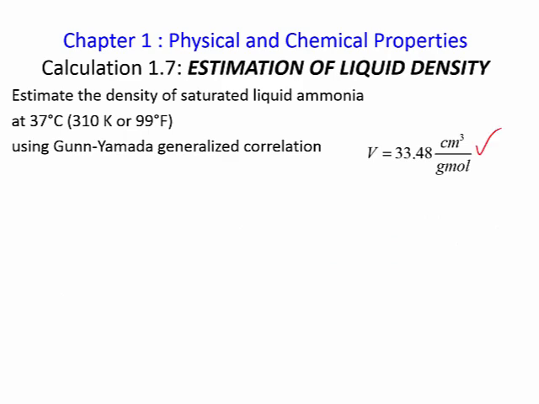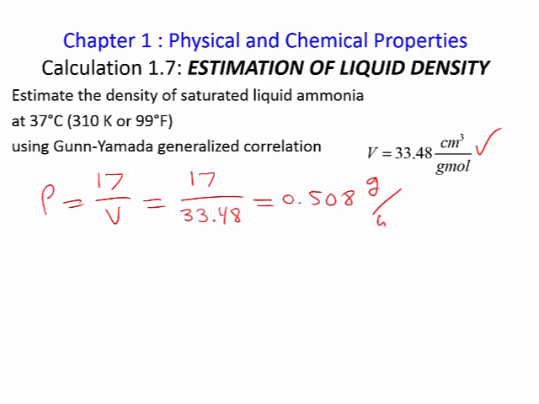Having the value of volume, we can calculate liquid density as 17 over V, which is equal to 17 divided by 33.48, and this will be equal to 0.508 g/cm³. This density is equivalent to 31.69 lb/ft³.